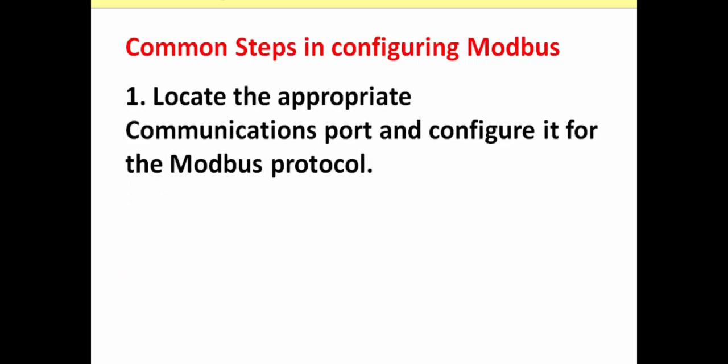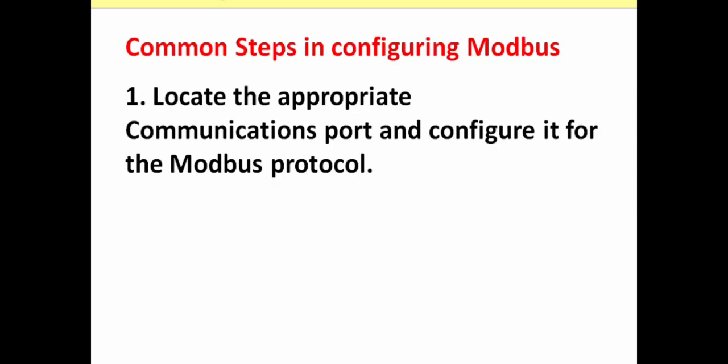Okay, so let's get down to those common steps that I spoke about earlier. So I want to configure this PLC for Modbus TCP/IP communication. What are the steps? Well, there are just two steps. Step one is to locate the appropriate communications port and configure it for the Modbus protocol, or the Modbus TCP/IP protocol in this case. And the appropriate communications port is going to be our Ethernet communications port that we will see a little later on.